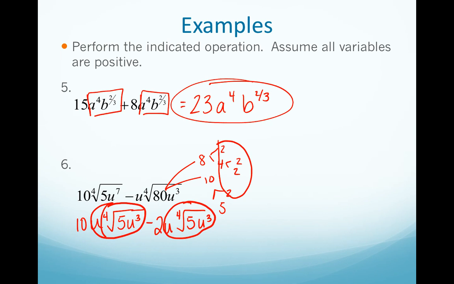So what I have circled is the same, so I can just subtract the coefficients. 10 minus 2 is 8. And then it stays, I forgot my u times the 4th root of 5u to the 3rd.